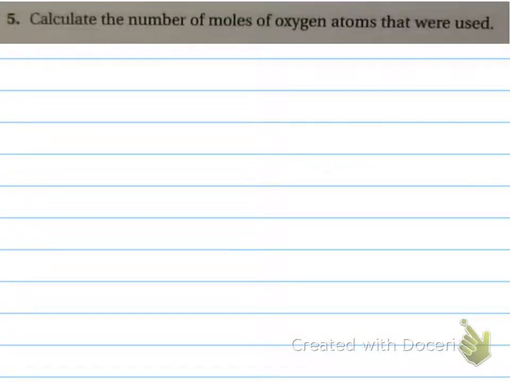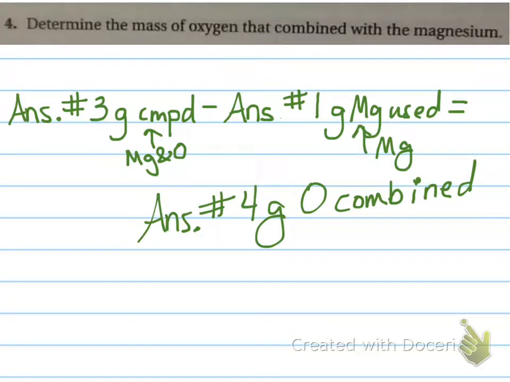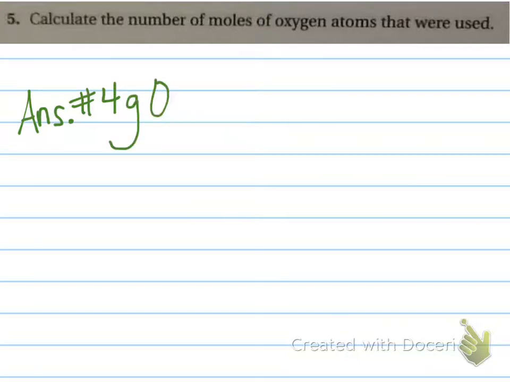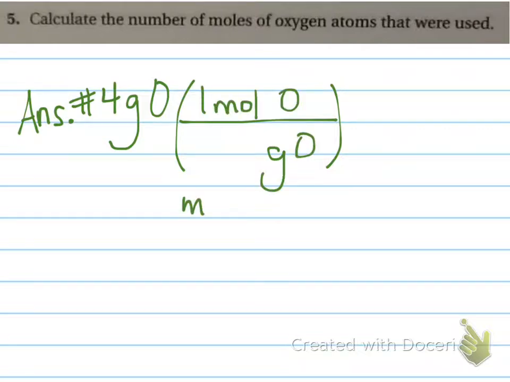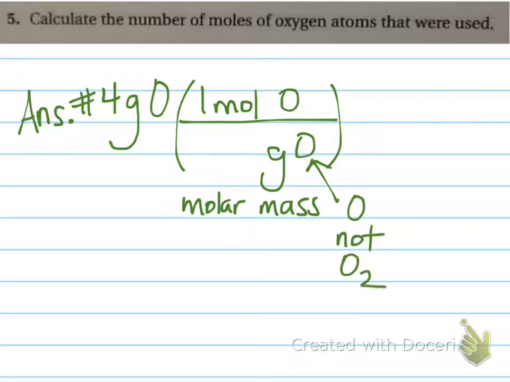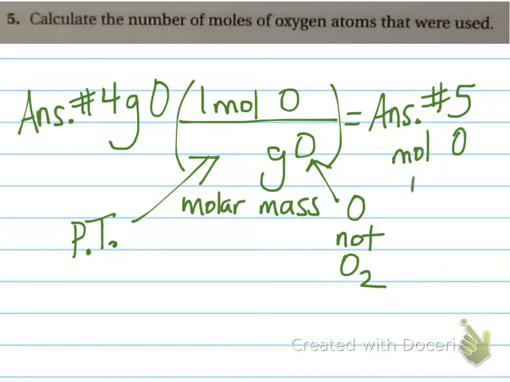Number 5, calculate the number of moles of oxygen atoms that were used. So again, I'm going to take my answer to number 4, my grams of oxygen. Again, I'm going to use the molar mass of oxygen. But notice it's oxygen atoms, so I do have to be careful. Notice this is oxygen, O, not O2. Okay? So I'm going to use my grams of oxygen. Again, this comes from my periodic table, my mass of oxygen. And this is going to give me my answer to number 5 in moles of oxygen used.